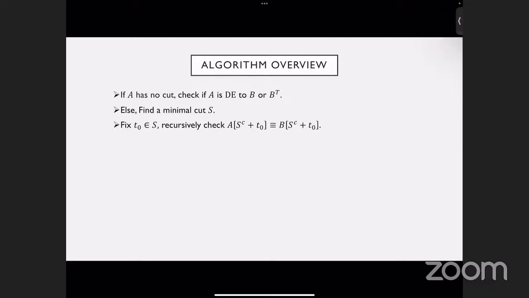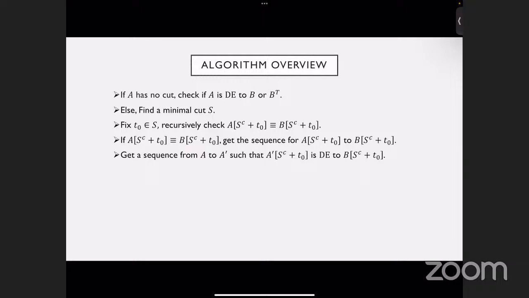That's okay. So now we get the sequence for this pair of submatrices, and from this sequence we generate a sequence from A to A dash, such that the principal submatrix corresponding to this set is the same for A dash and B. And now at the end we will just check if B is diagonally equal to A dash, or the matrix obtained by twisting A dash with respect to cut S complement. So this is the algorithm.